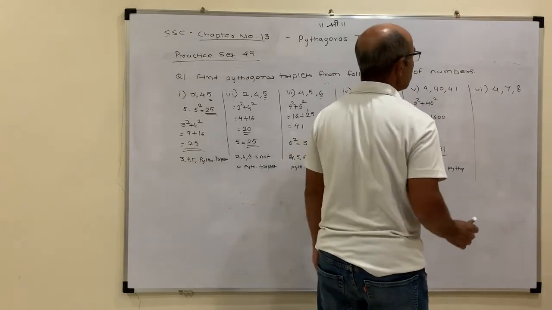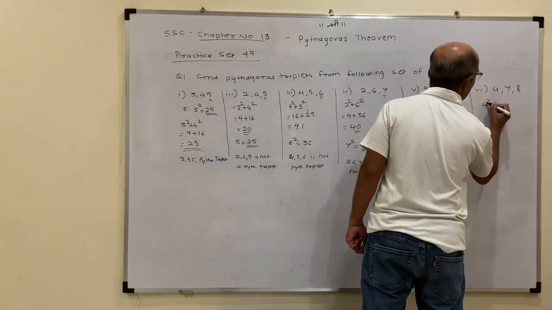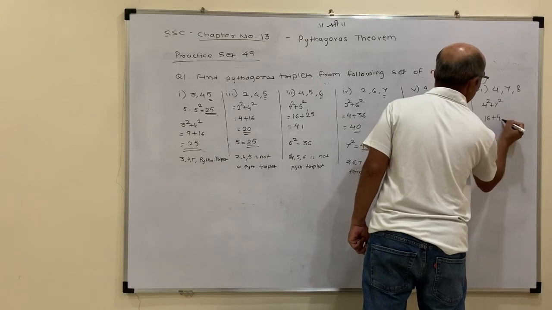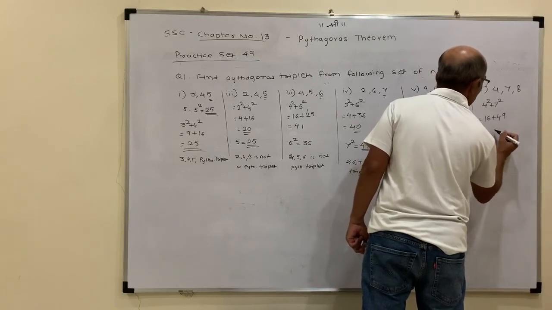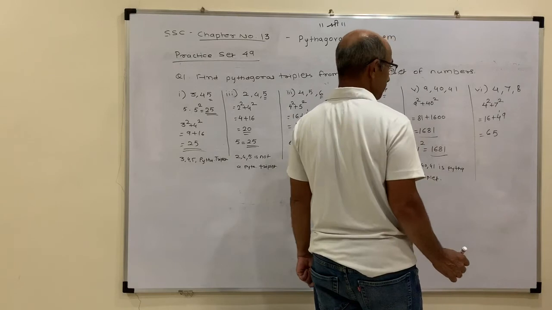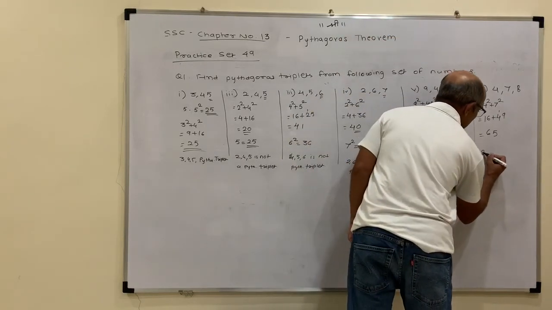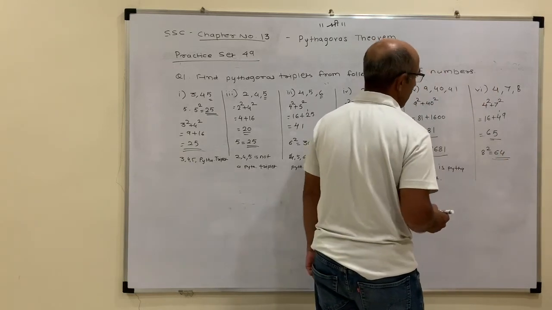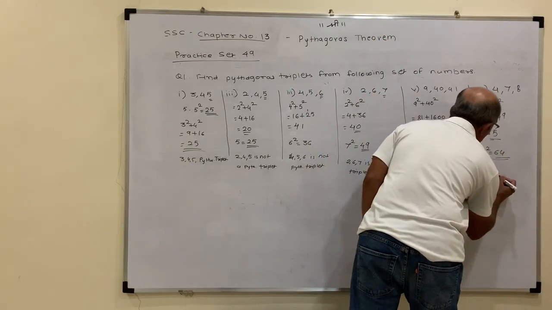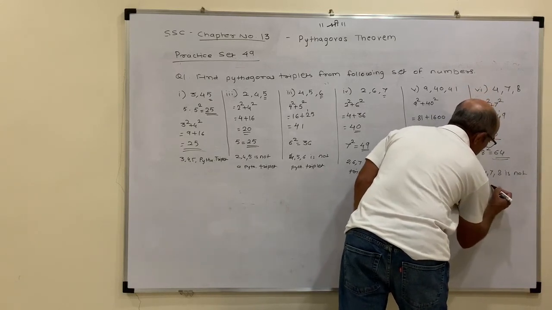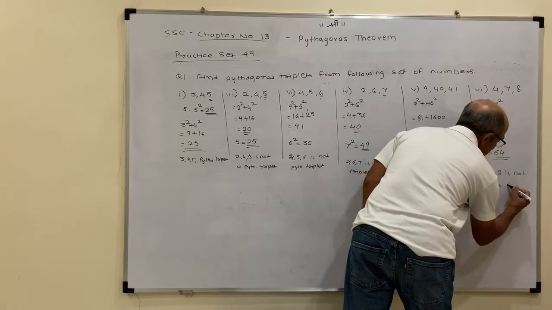And the last one, 4 square plus 7 square. 4 square is 16, 7 square is 49, and 16 plus 49 is 65. 8 square is equal to 64, and 64 is not equal to 65. So we say that 4, 7, 8 is not a Pythagoras triplet.